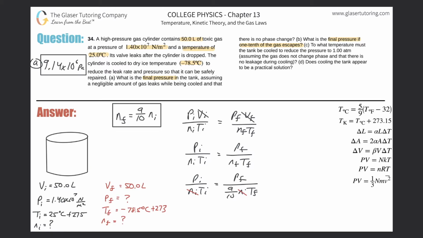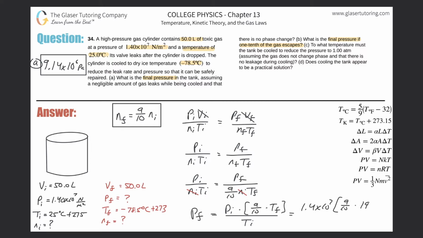So remember, just bring what's in the denominator up into the numerator over here, and then you'll solve. Right, so the final pressure will be equal to the initial pressure multiplied now by 9/10 times your final temperature, all divided by the initial temperature. And that's it. Just plug it in. So this is 1.4 times 10 to the 7th multiplied by 9/10 times the final temperature, which again, it's just going to be this addition here. So let me just do that now. Negative 78.5 plus 273. So 194.5, okay?